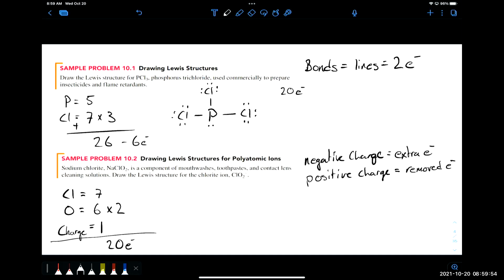And now, again, we assume that the single atom is our central atom. All right, chlorine. And then we're going to bond that to our oxygen atoms. So then we've used up 4 electrons for bonds. So I'm going to write -4. I'm going to change this one up here too to say bonded electrons.